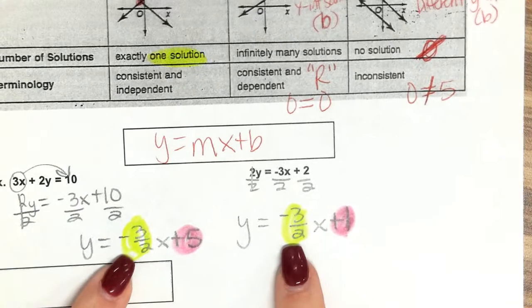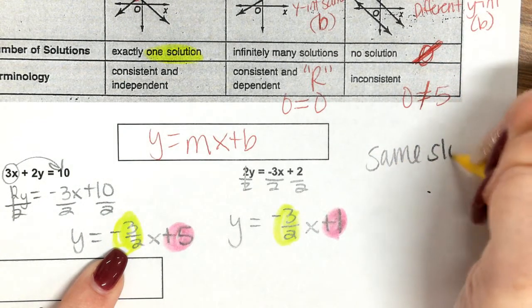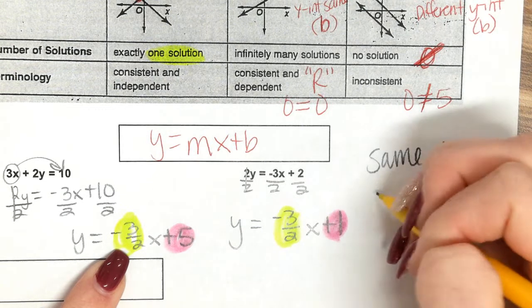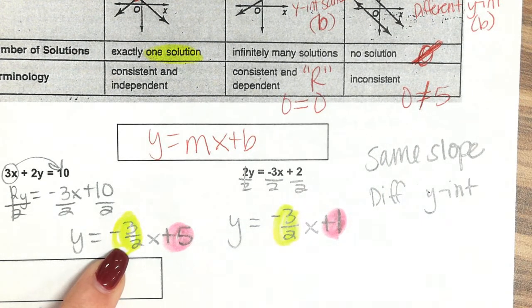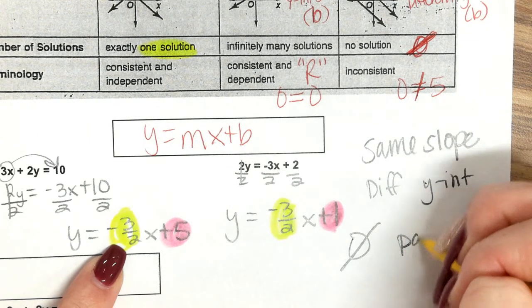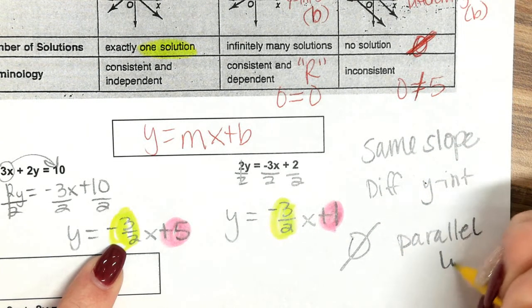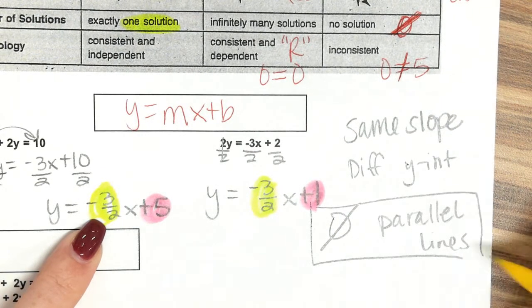Do they have the same slope? So I have the same slope. What about their y-intercepts? Different y-intercepts. So what would my answer be? Why would it be no solution? These are parallel lines. So there is no solution.